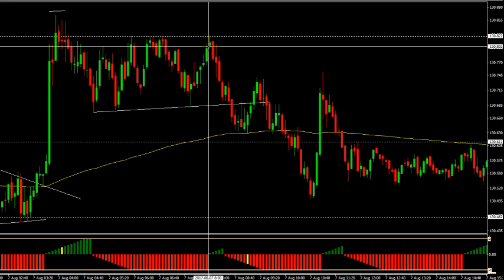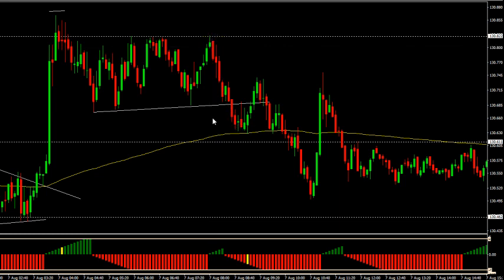And I can guarantee you someone went long right here, went up 2-3 pips, and it fell back, got stopped out, and they're blaming the strategy. It's not the strategy's fault. It's your fault for not following the rules.